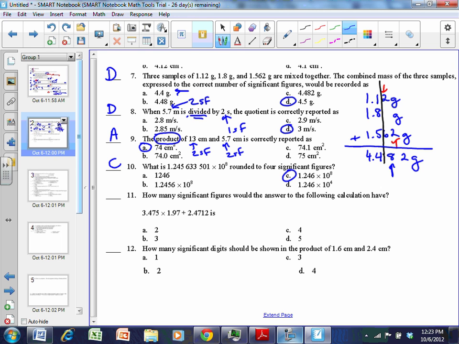So for multiplication, we have to count the number of sig figs at each. 4 sig figs. 3 sig figs. Answer better have 3 sig figs. So I'm going to write equals, and I'm doing 3.475 times 1.97. And I get 6.84575. So I've got to round that to 3 significant figures, which is 6.85.